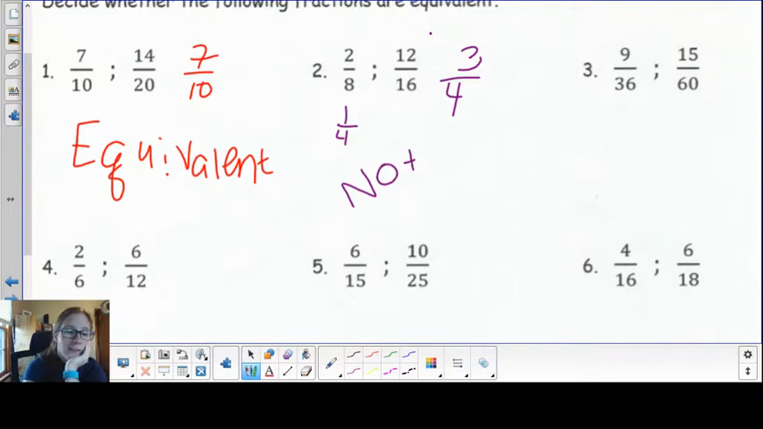We're going to write yes and no. I don't feel like writing equivalent and not equivalent. That's going to take a lot of work. So nope. Not equivalent.